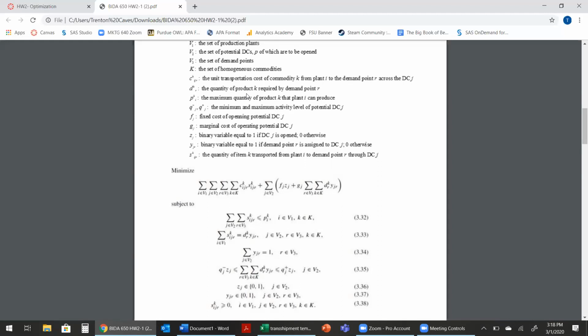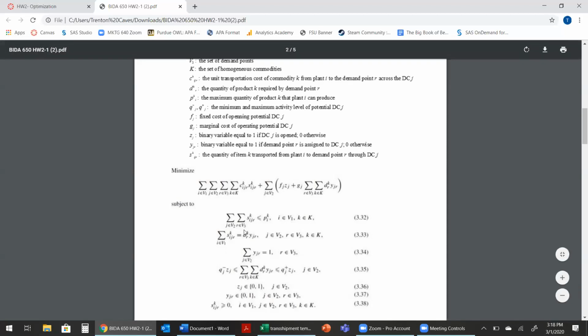Yeah, this one is much easier to understand. The first one was a little difficult. Once you understand the constraints, it might help you to go back and look again at the objective function. So we'll go on to the next constraint.